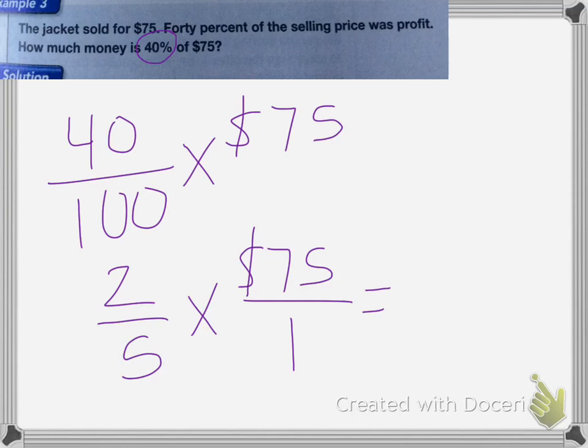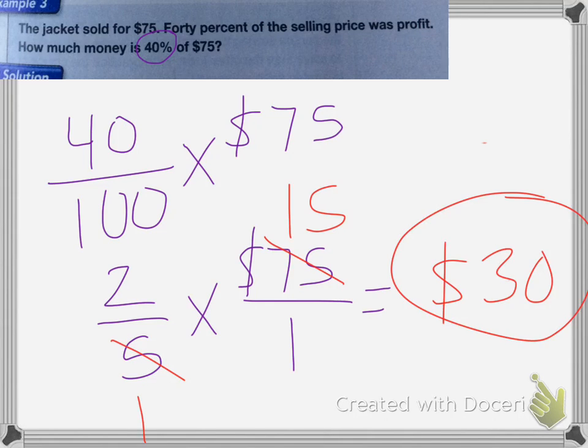I would then reduce the 40 over 100 to 2/5 and multiply that by $75. Okay, I'm going to cancel. 5 becomes a 1, 75 becomes a 15. I have 2 times $15, which is equal to $30. So $30 is 40% of the $75.